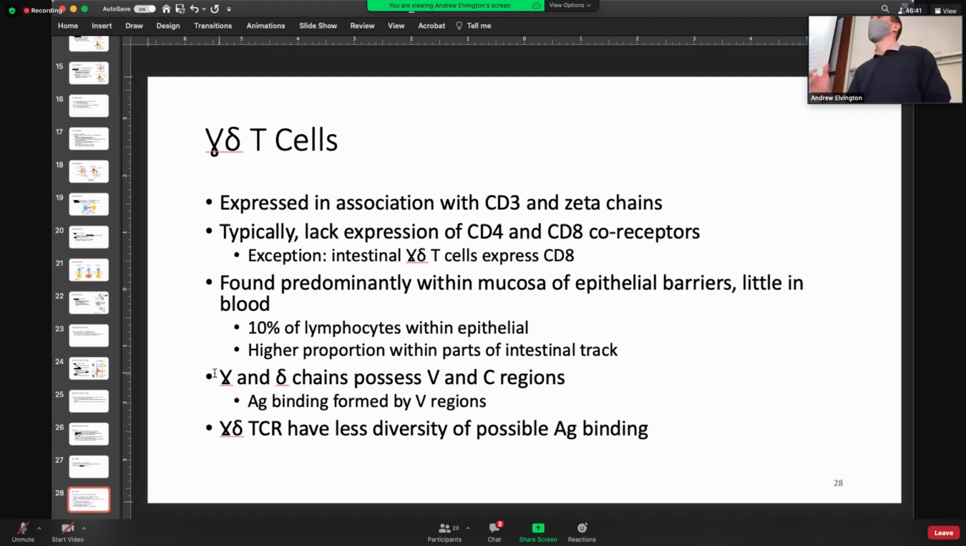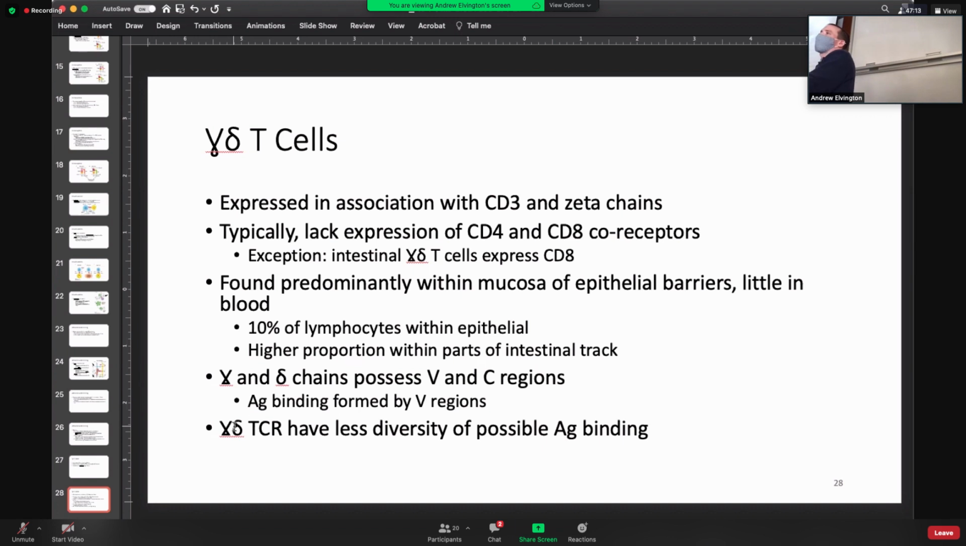Gamma delta T cells, again, have these T cell receptors that have a gamma chain and a delta chain. They both express the same V regions and C regions. So they have a variable and they have a constant. The antigen binding regions are still the variable portions. So structurally, they're fairly similar in the way it's laid out. But what's interesting is these gamma delta T cell receptor genes have fewer segments. So there is less antigenic possibility in your gamma delta T cells.